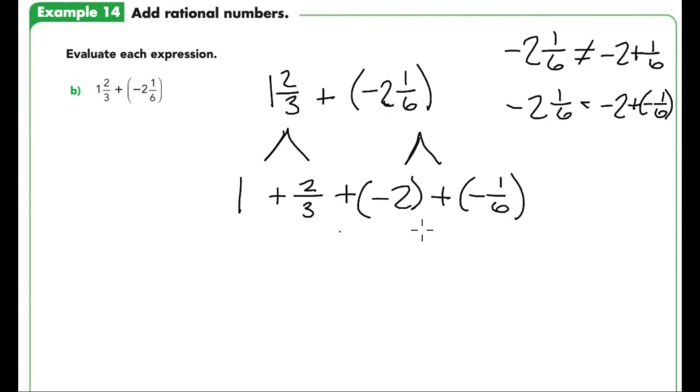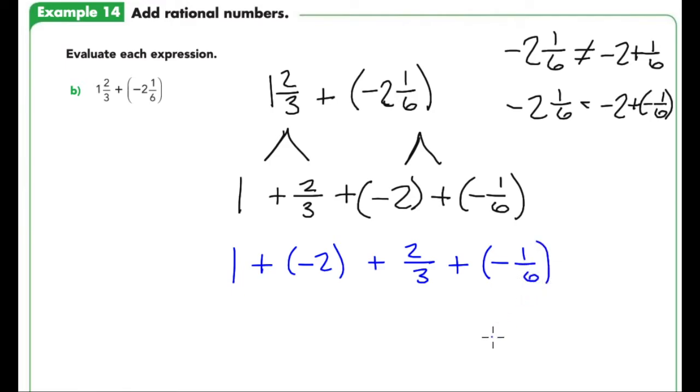So now we have an addition problem with 4 different parts. I'm going to rewrite it so that the integers are together. So we have 1 plus negative 2 plus 2/3 plus a negative 1/6. And we can now do this in parts.